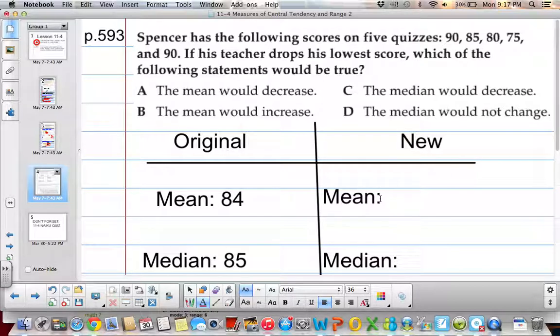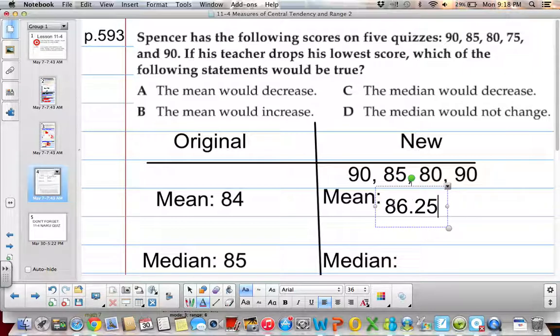Our new mean then, because our new numbers, I'm going to write our new numbers right here, are just 90, 85, 80, and 90 because they dropped the 75 score. So our new mean is 86.25, and our new median, and I should have written them in order, but it should go 80, 85, 90, 90. So it'd be in between 85 and 90, which is 87.5.